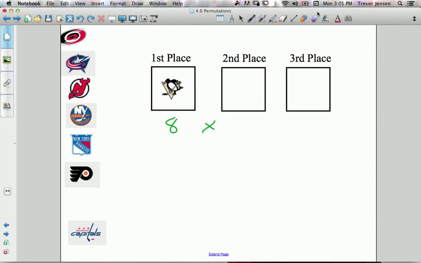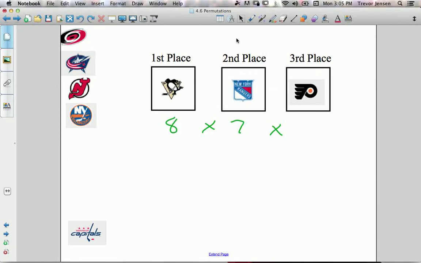Now, if one of the 8 teams has been taken, how many options are left for the finish in second place? Well, there are 7 teams left that could finish in second. The Rangers finished in second this year, so I'll put them there, but there were 7 options for second place. Now, how many options were there for third place? There were 6 teams left. Any one of those 6 could have finished third. Philly finished third this year, so I'll put them there. But there were 6 options.